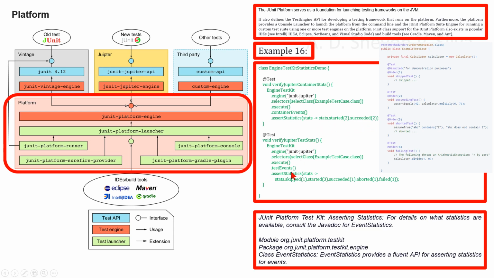Here we filter by, here again, select the JUnit Jupiter test engine. Here we select the ExampleTestCase test class. Here we execute the test plan. Here we filter by test events, and here we assert statistics for test events.